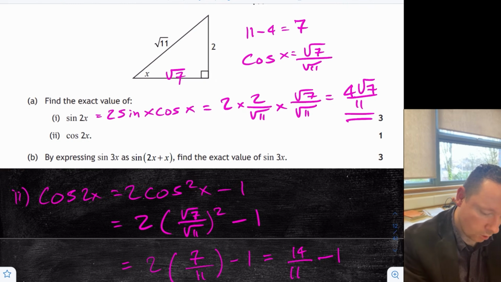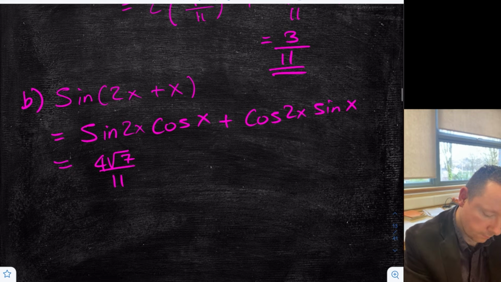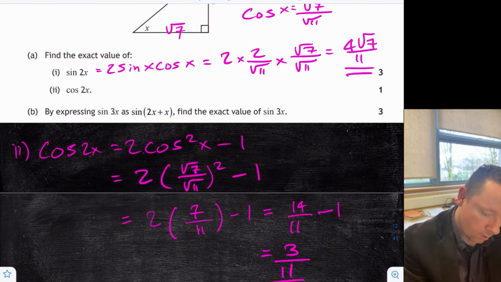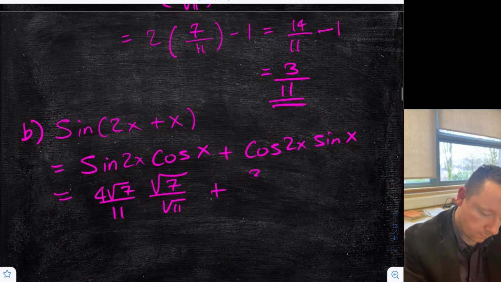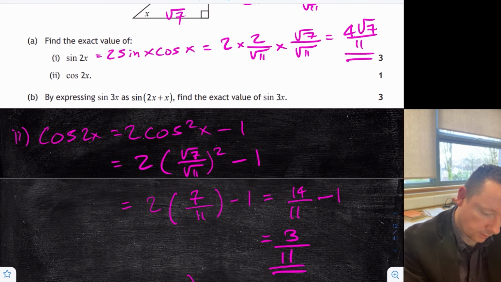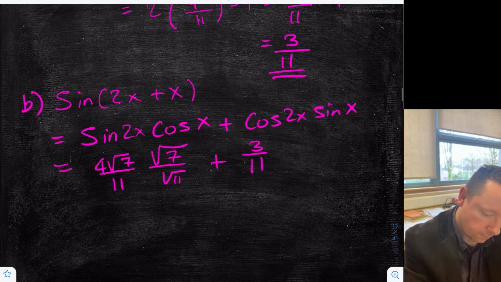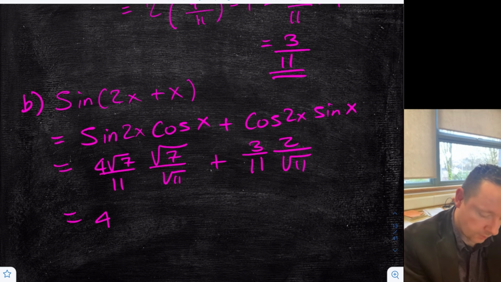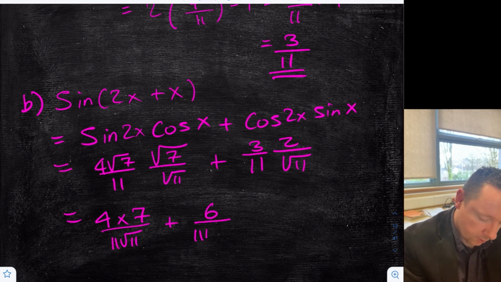Cos x was root 7 over root 11, plus cos 2x was 3 11ths, and sine x we already know is 2 over root 11. So putting that together, we get 4 on the top. Root 7 times root 7 is just 7, over 11 root 11, plus 3 times 2 is 6 over 11 root 11. 4 sevens is 28 over 11 root 11 plus 6 over 11 root 11.